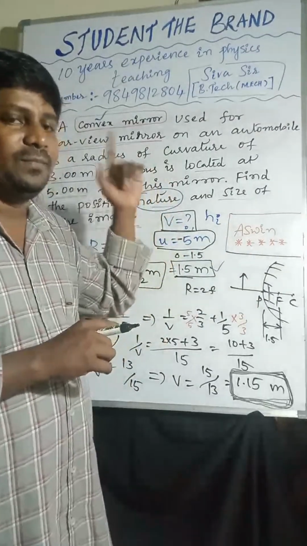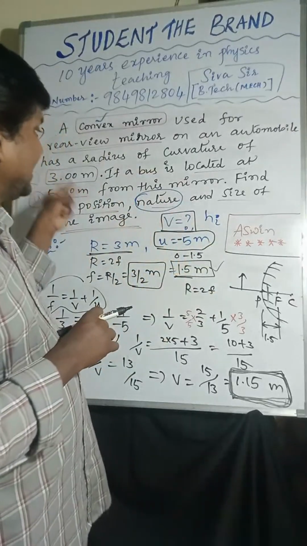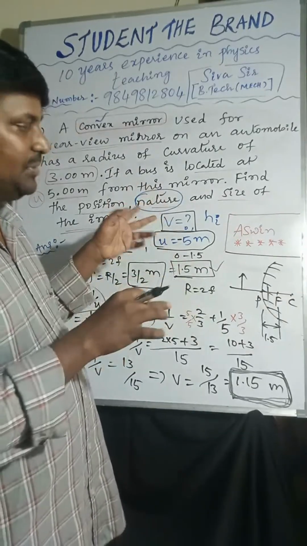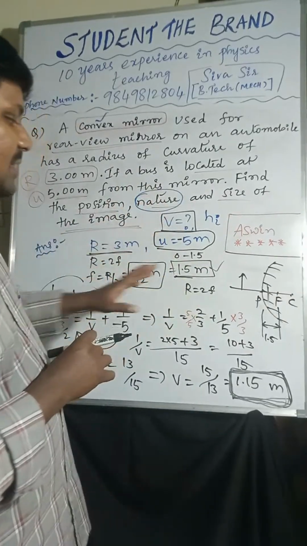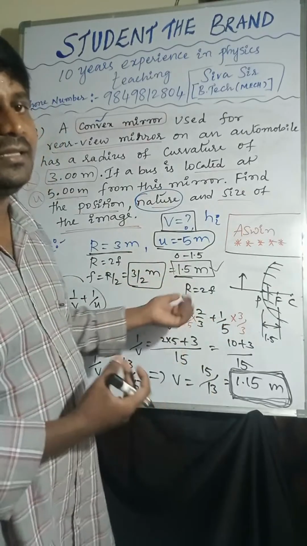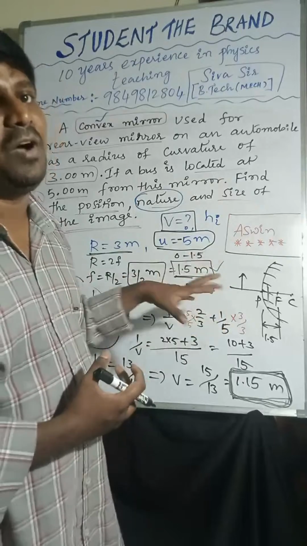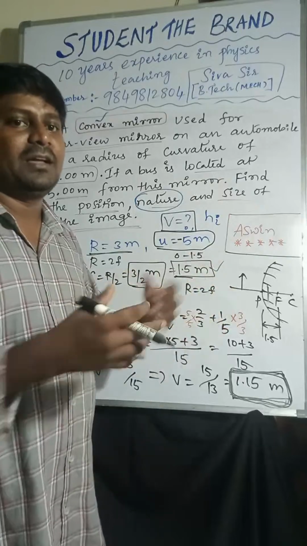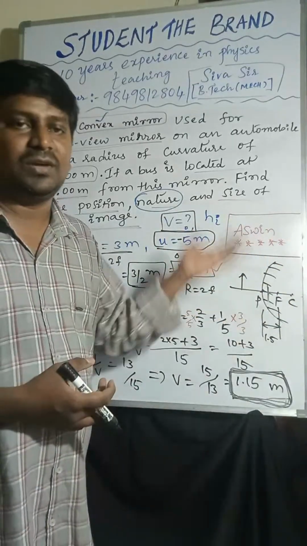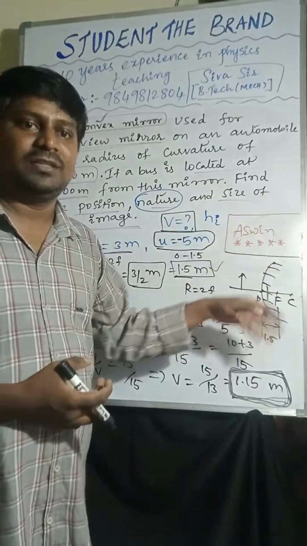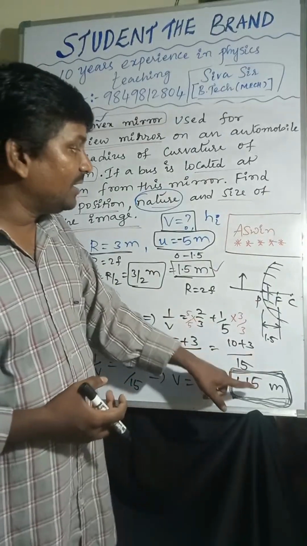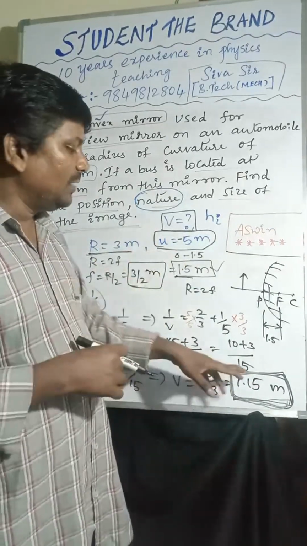First one, mirror image. Second one, given data and sign convention. Third one, formula substitution. Anyway, this is an easy method if it is small values, we can do it. If it comes to bigger values, you must follow this method, that is 1 by f. Whatever method we are following, we have to follow that. Clear? After substituting here, we will get the answer.